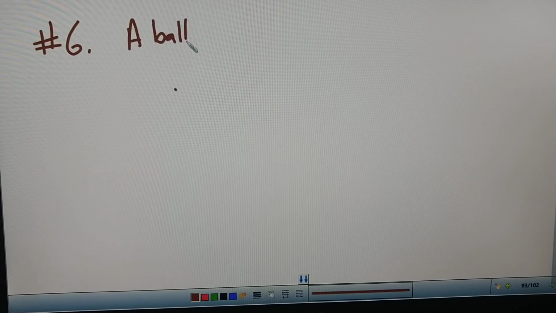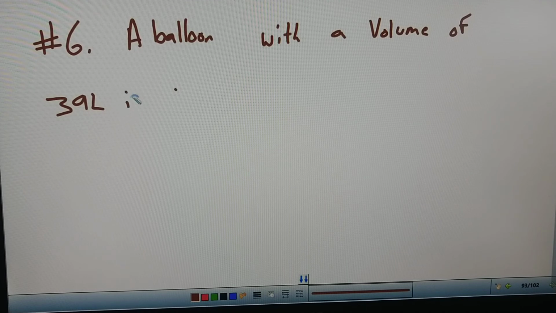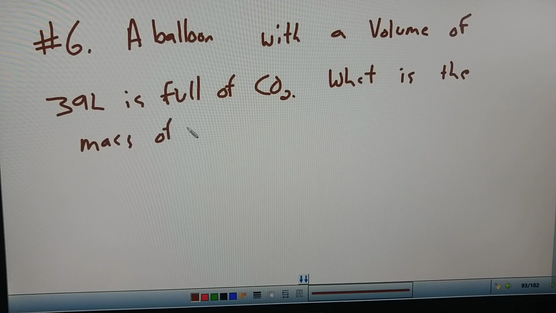A balloon with a volume of 39 liters is full of carbon dioxide. What is the mass of the carbon dioxide? All right, you answer that.